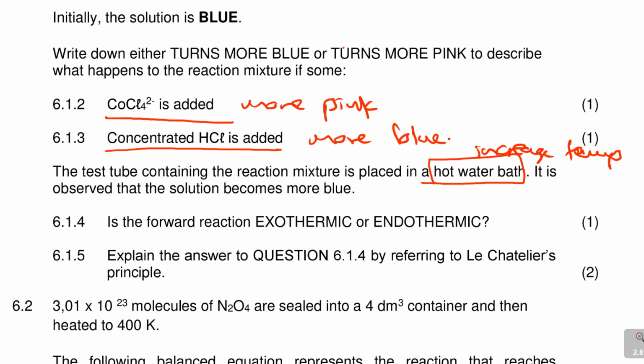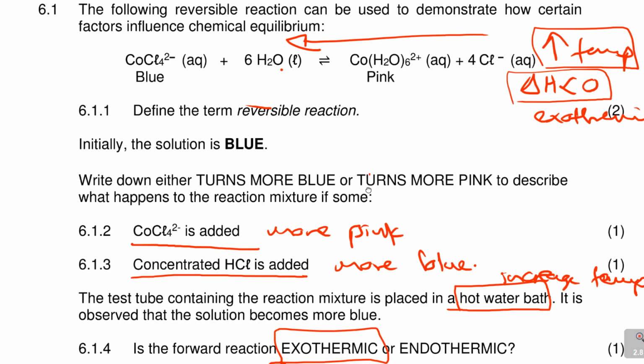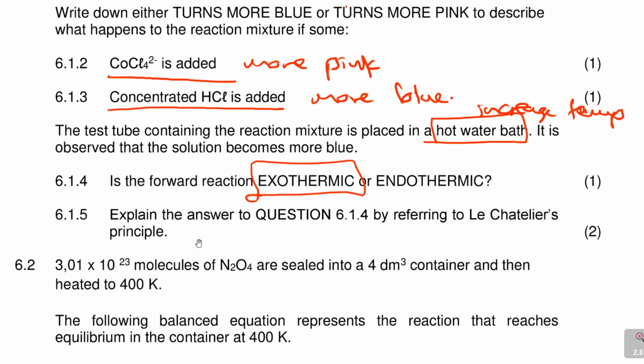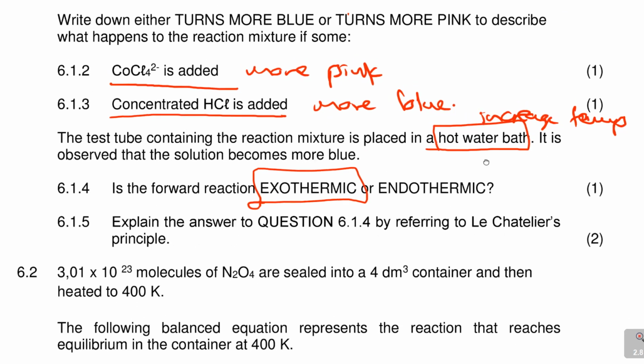Is the forward reaction endothermic or exothermic? It's exothermic. Why? Because if you increase temperature in an exothermic reaction, the reaction does not continue forward. If it's exo and you add heat, it goes back. It means the backward reaction is the endo. So what are they saying? Is the forward reaction endo? No, it is exo. Explain the answer by referring to Le Chatelier's principle.